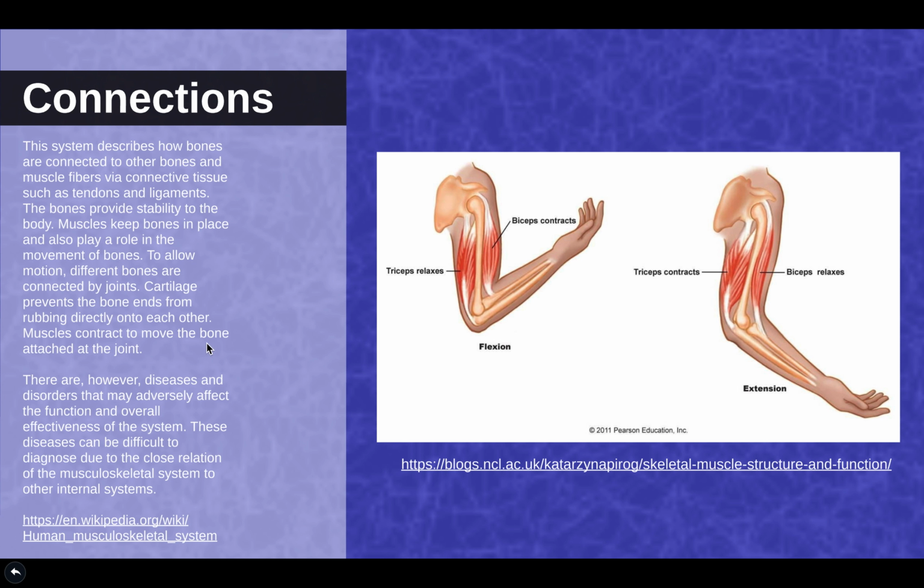Muscles contract to move the bone attached at the joint. So these muscles are going to contract and relax. You can see that in this picture. There are, however, diseases and disorders that may adversely affect the function and overall effectiveness of this system. These diseases can be difficult to diagnose due to the close relation of the musculoskeletal system to other internal organs.